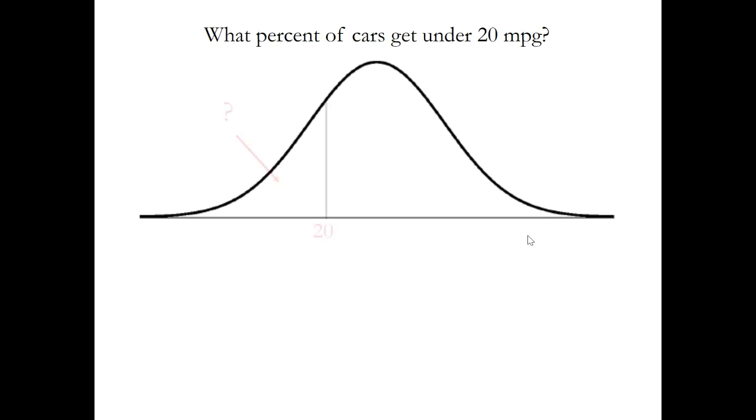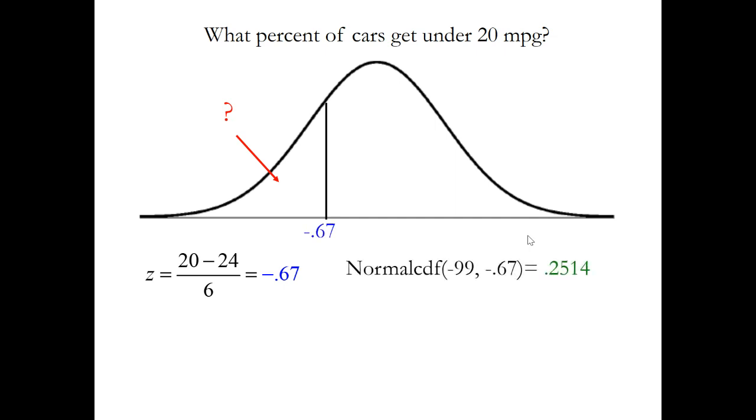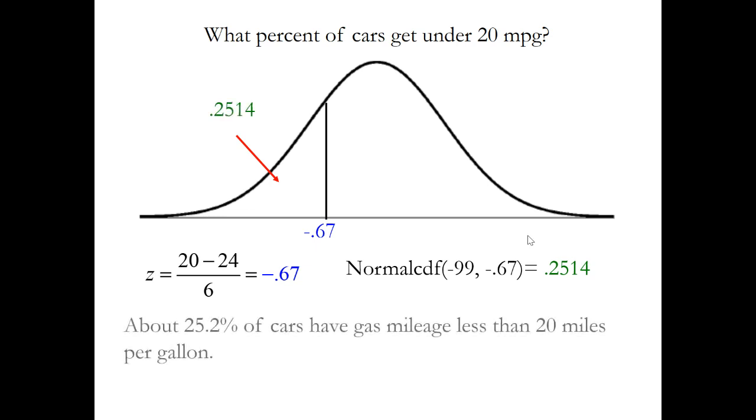All right, so you're back. Draw, label, shade. What percent get less than 20? My z-score is negative 0.67. When I put that in normal CDF, with negative 99 as the lower bound, I just put two nines this time, since 99 standard deviations below the mean is pretty far down, I get 0.2514. So 25.1% of cars get less than 20 miles per gallon. That's actually a pretty good amount of cars, 1 out of 4.